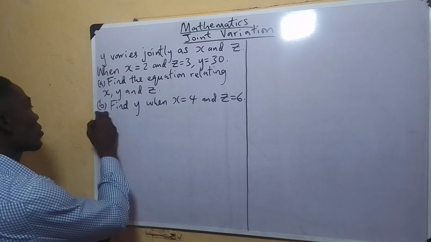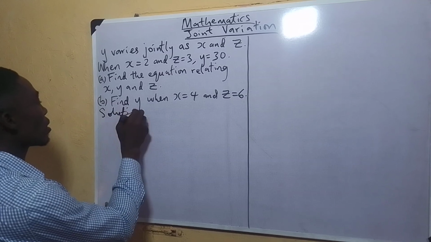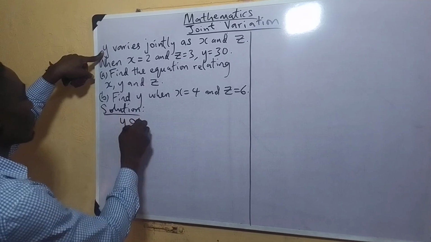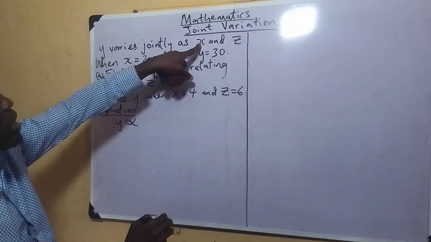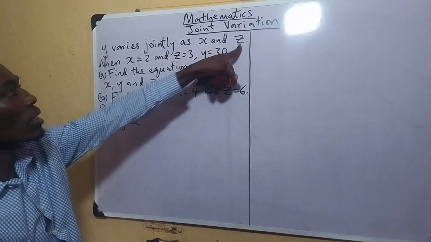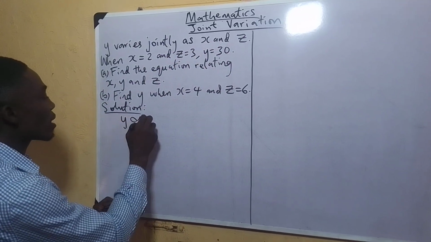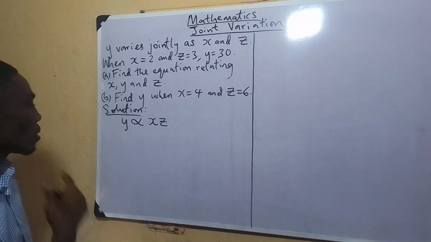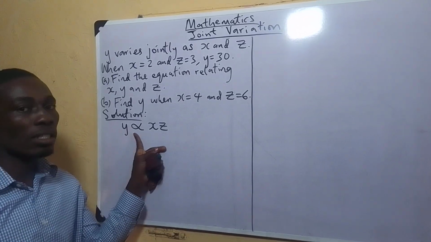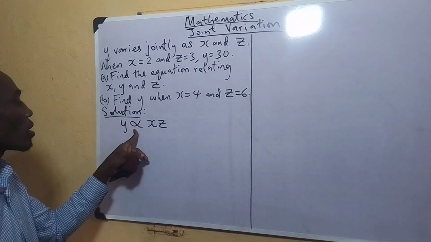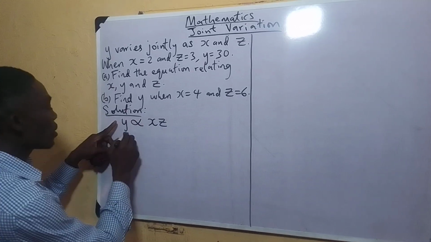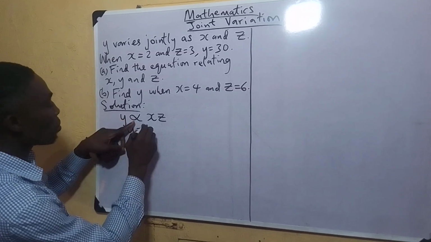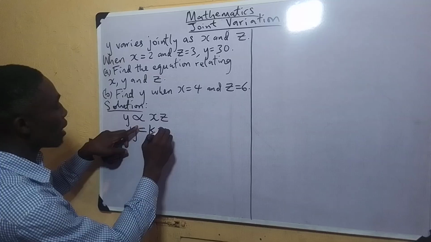So what do you have to do? Simply, I will have that y varies jointly as x and z. So I will write y varies jointly as xz. You see, this is direct. For you to remove this variation sign and change it to an equality sign, you have to introduce a constant. So you change it to y is equal to, and you have to put k to this xz, it will now be kxz.